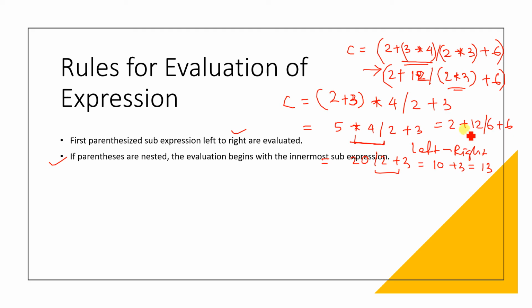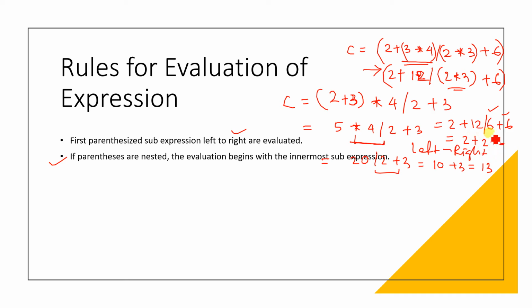Okay, now you will get three operators, that is plus, then divide, then your plus. Among these three operators, divide has the higher precedence, so you have to perform the divide operation first. So 2 plus 2 plus 6, this you will get.